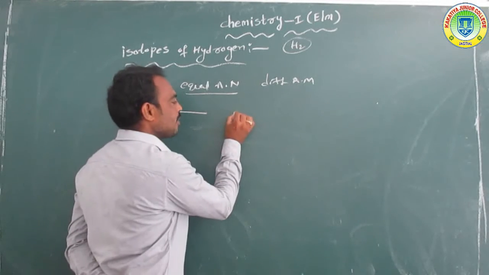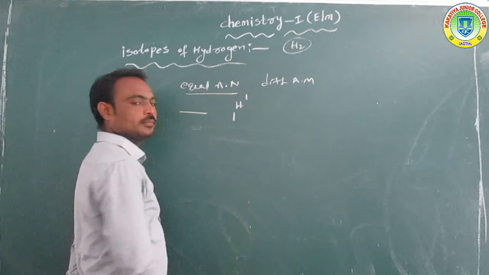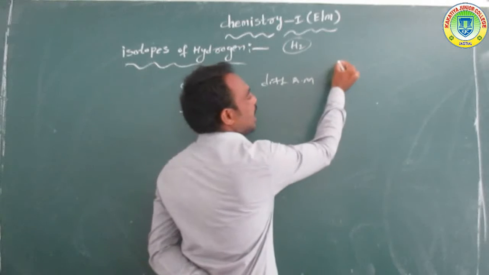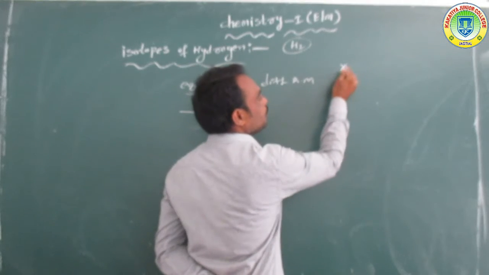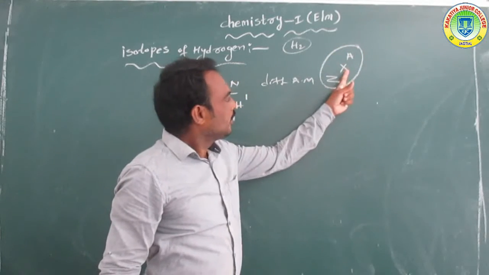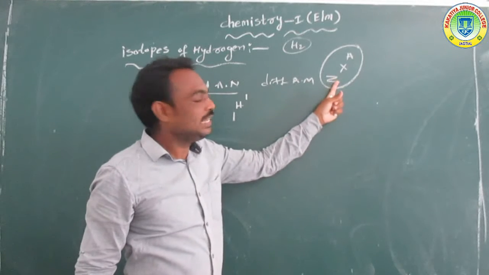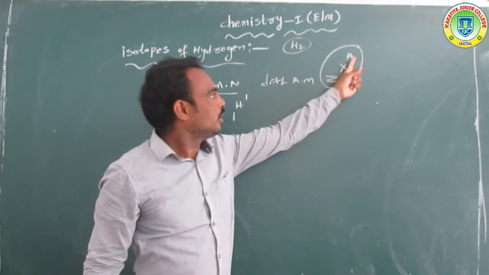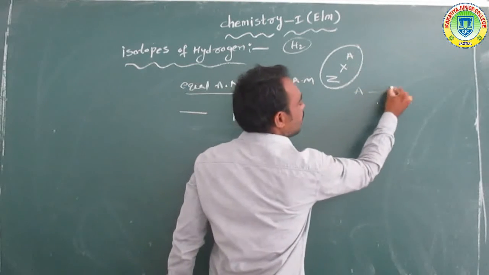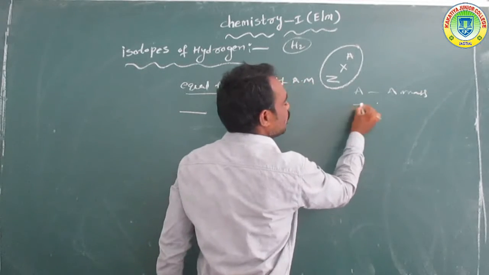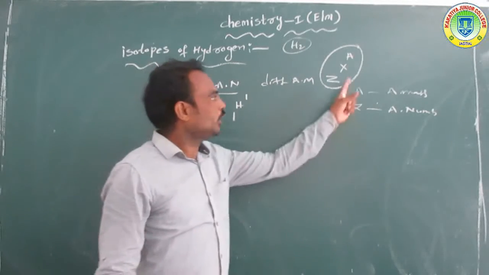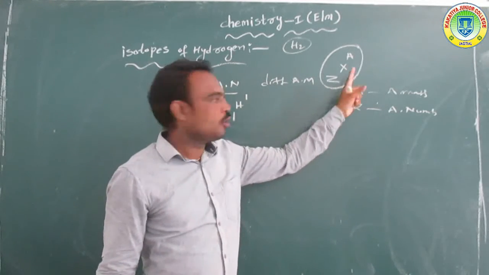Okay, that is number 1, 1H1. Commonly we indicate an isotope, for example, as X with A and Z. Z is the atomic number, A is the atomic mass. Okay, what is A? Atomic mass. And what is Z? Atomic number. What is X? The element.